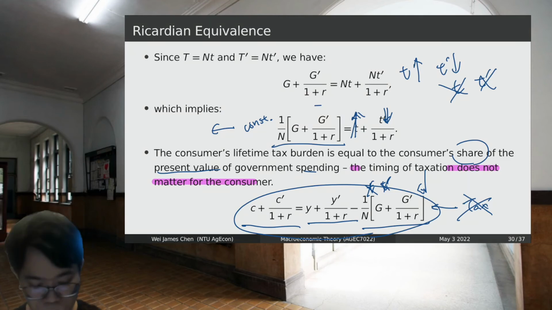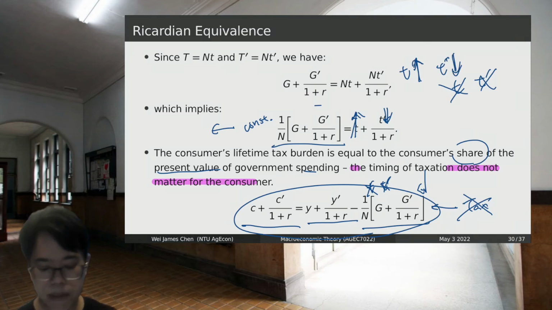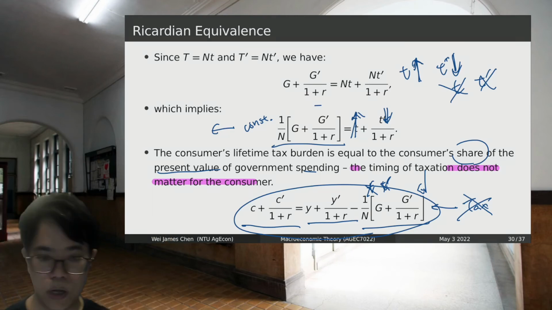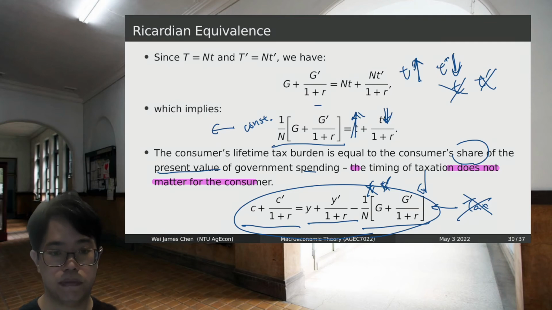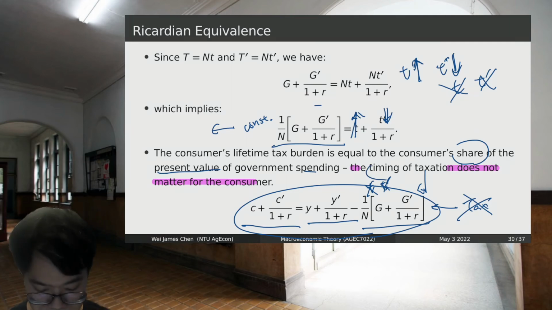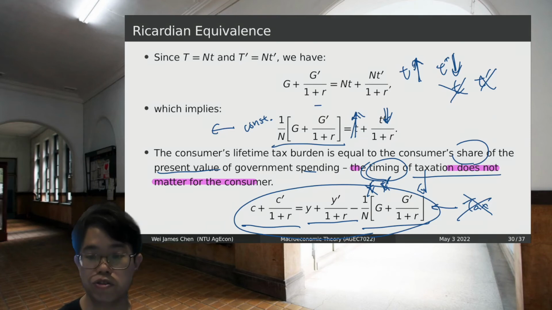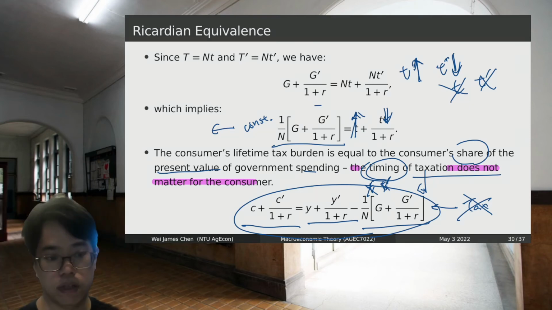And what do I mean by tax goes up, T goes up and T plum goes down? That means I'm collecting more tax in this period and less tax in the next period, or vice versa. That's what I mean by the timing of taxation. When do I tax more heavily? The timing of my taxation.